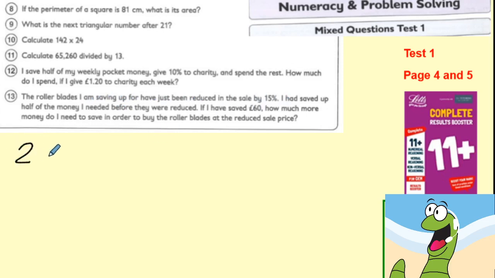So the complete price, the original before the reduction, was 2 times £60. That will give us the amount. And so that means the price is originally £120. So I now need to work out what the reduced price is. So that's the original price.